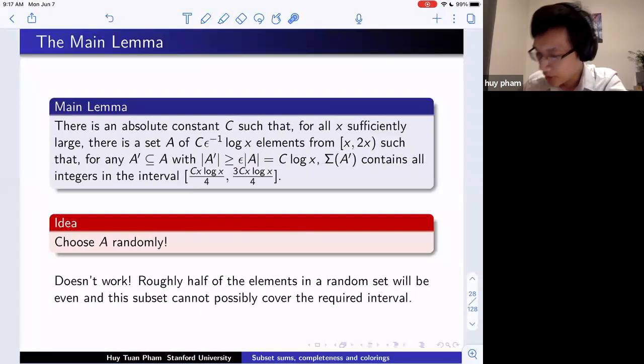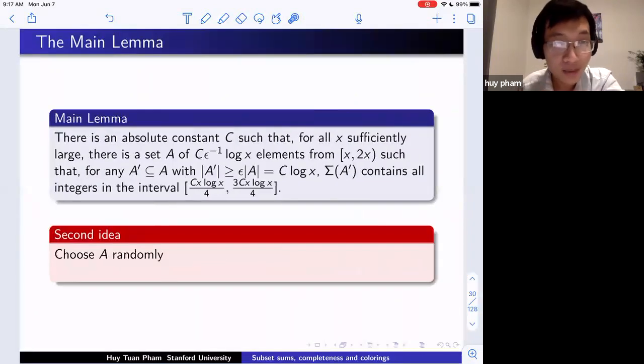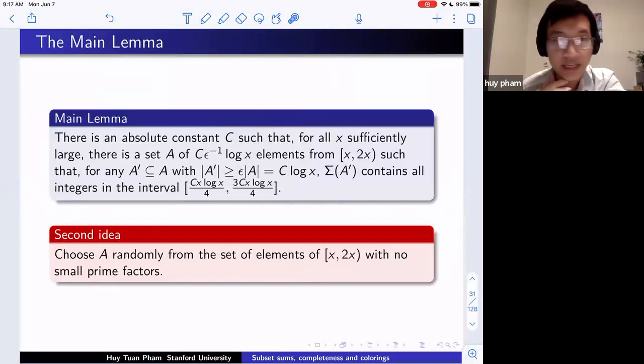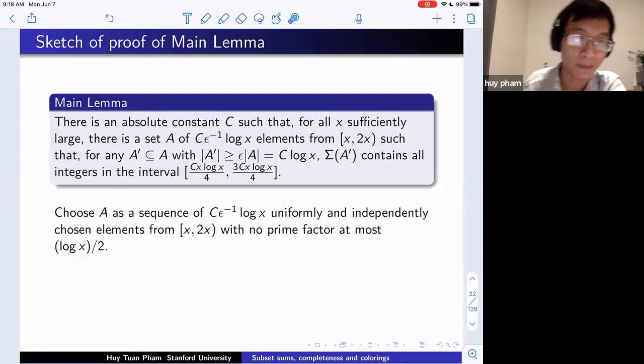So we'll have to change this idea slightly, and perhaps the divisibility issues are the only obstruction here. So what we could try is to choose A randomly from only the integers in x to 2x with no small prime factor. And then we can indeed check that this works. So our choice of A is a sequence of C epsilon inverse log x many elements of x to 2x with no small prime factor, with no prime factor at most log x over 2. And we choose those elements uniformly and independently at random.